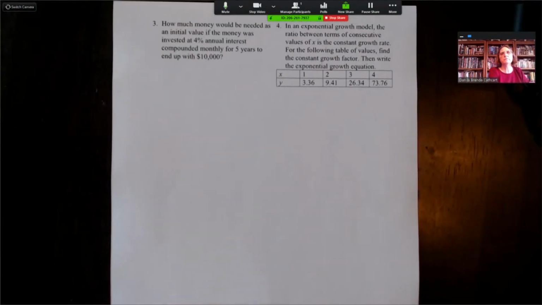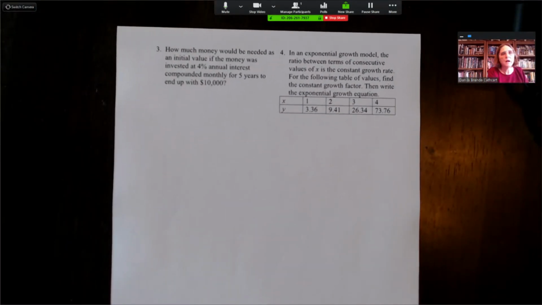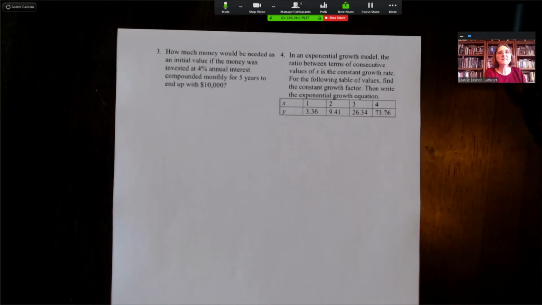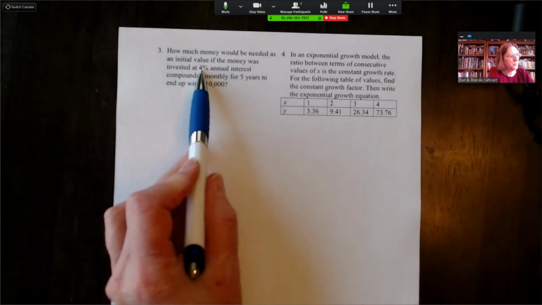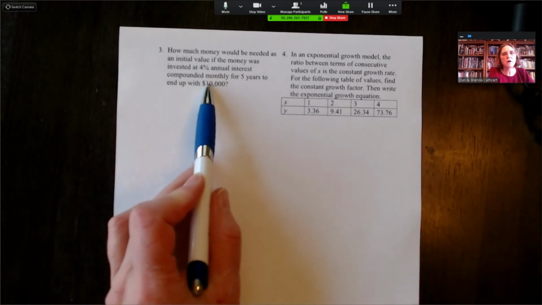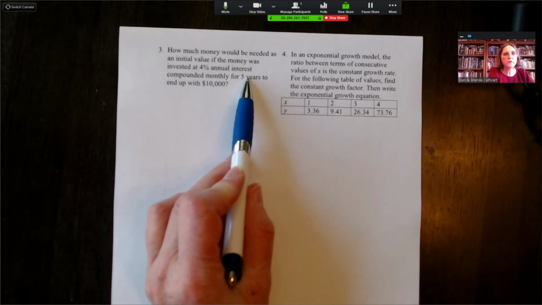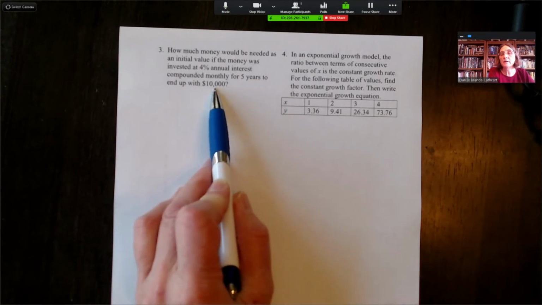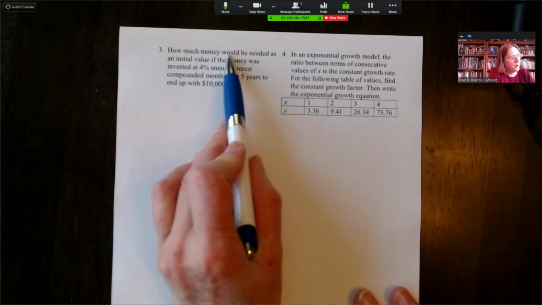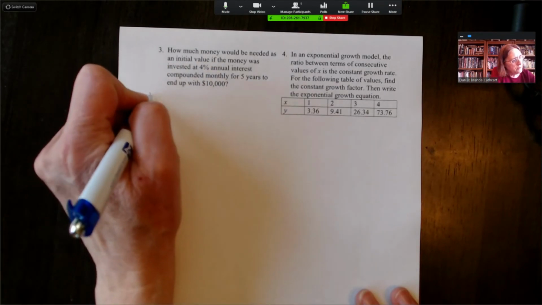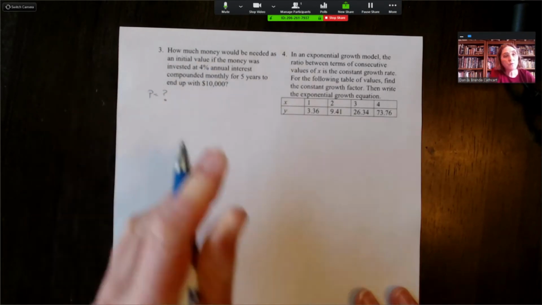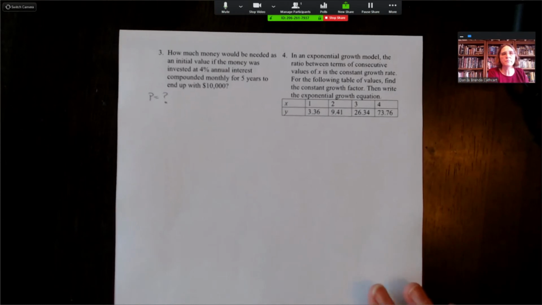Let's do a couple of other examples, 2 more examples. How much money would you need as an initial value if the money was invested at 4% annual interest and compounded monthly for 5 years to end up with $10,000? So this time we want to know how much money we start with as an initial value. We don't know what P is. We're looking for our principal.